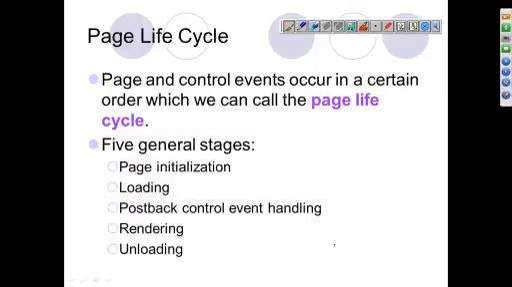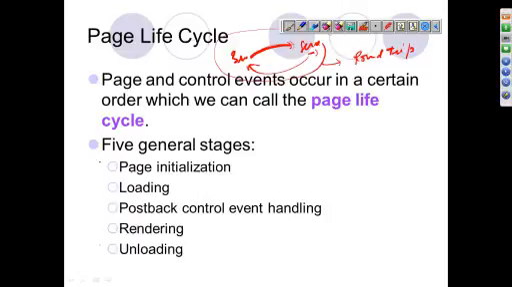These are the 5 general stages in the entire page life cycle. When we request a page from the server, the request goes from the browser to the server, and the server processes it, composes a response and sends it back to the browser, which we call a round trip. This is a round trip, and this is the entire page life cycle. In this life cycle, there are 5 main stages, and we also have some intermediate stages.